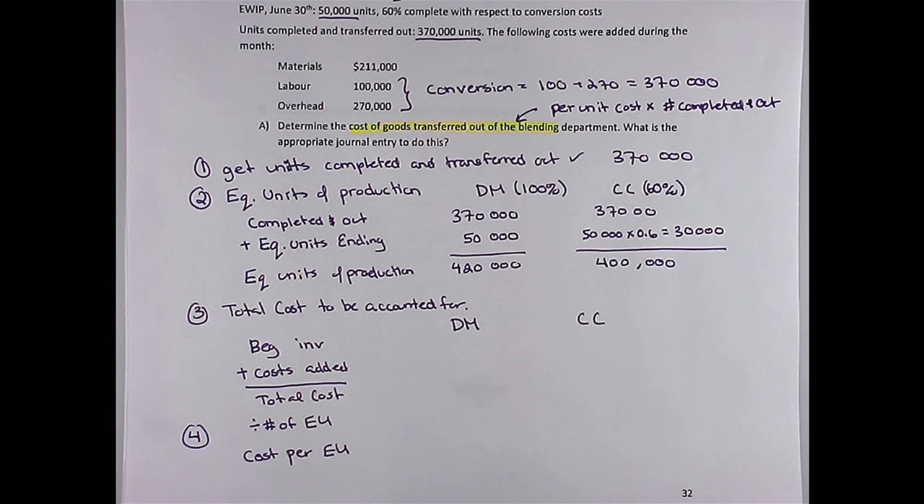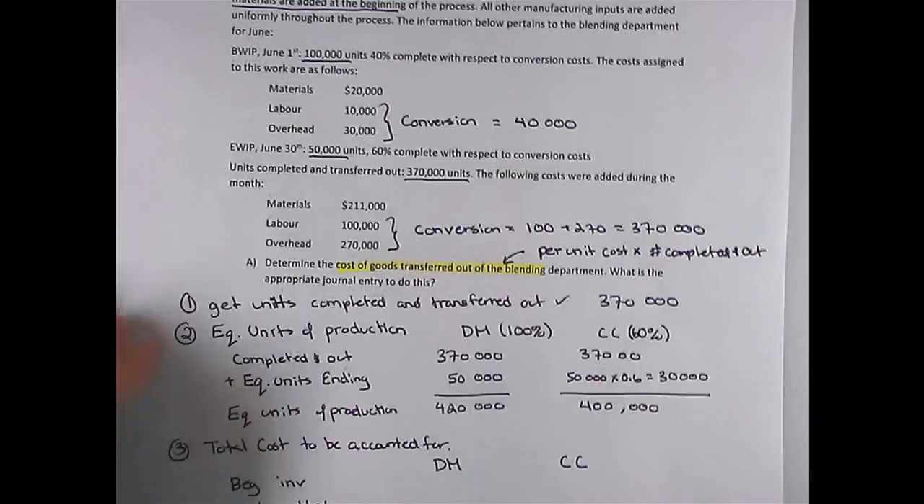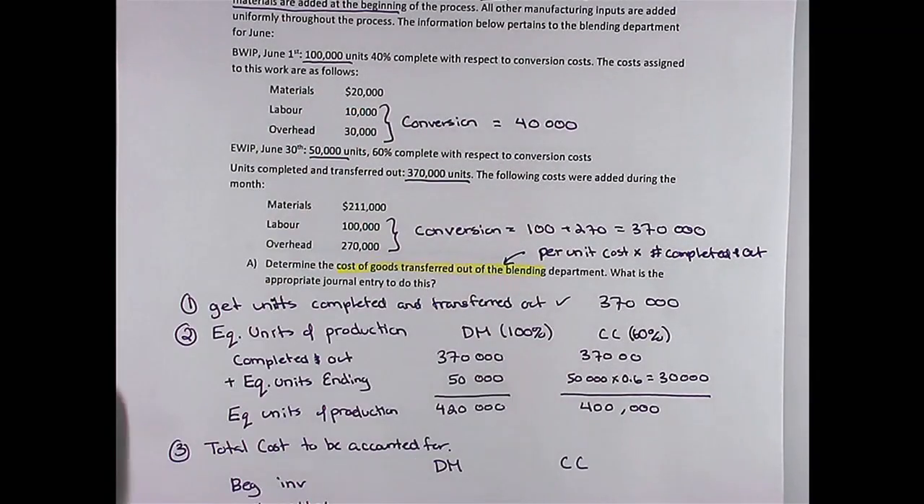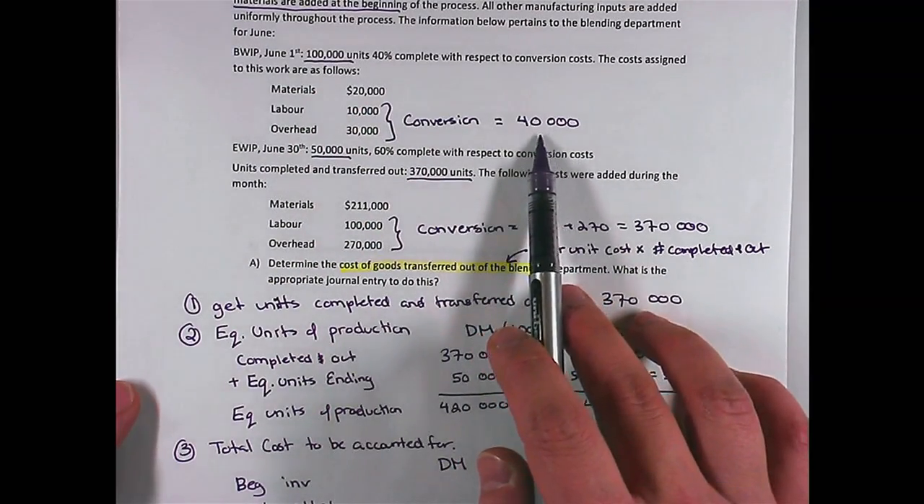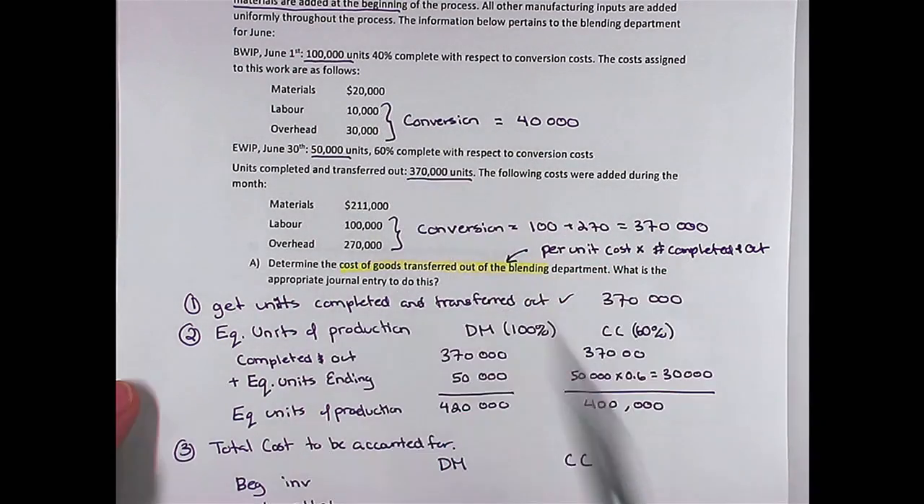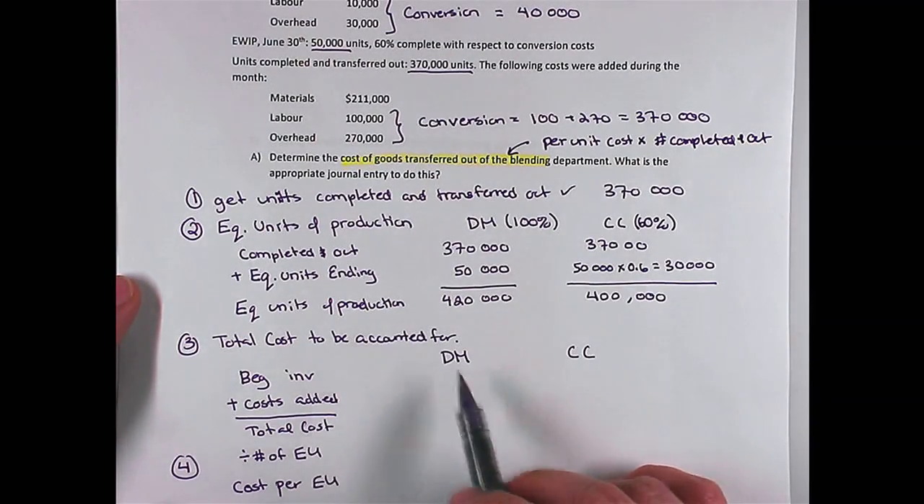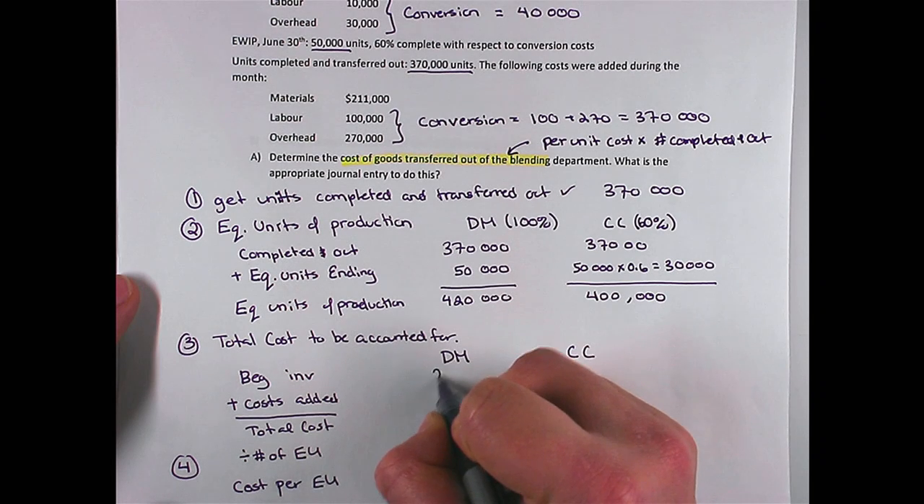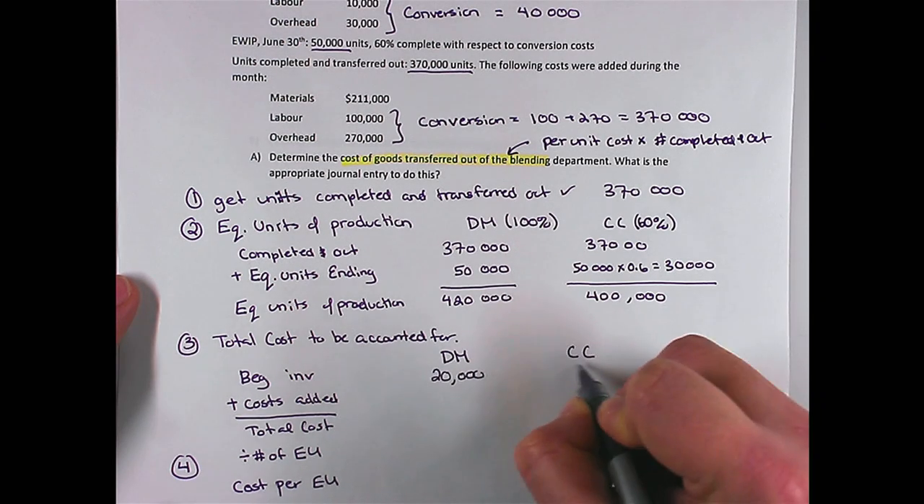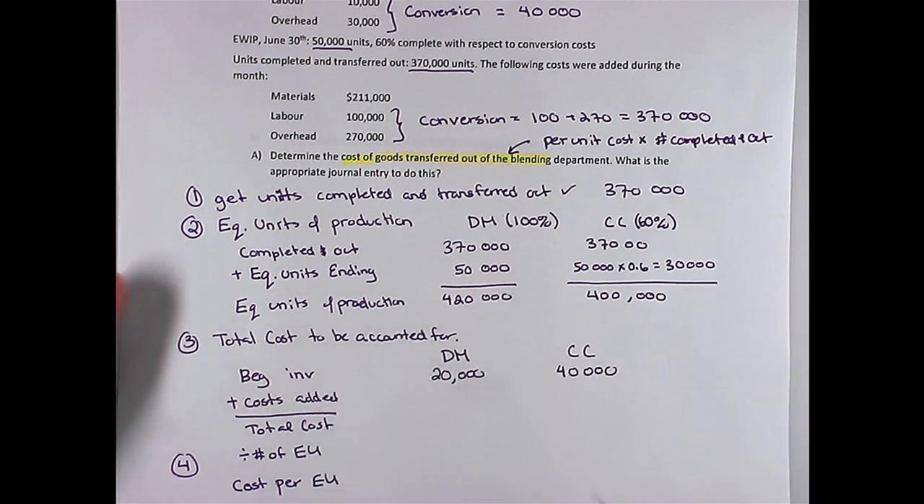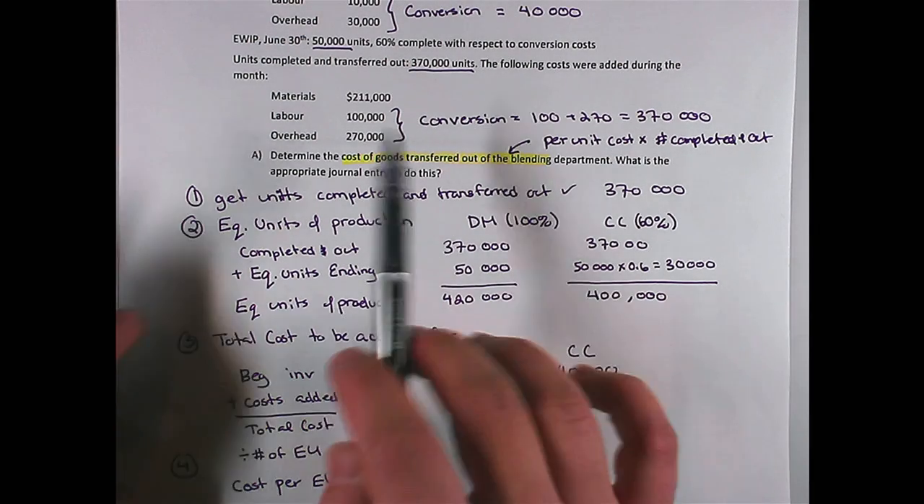What is our beginning inventory for our materials here when we read through this problem? What do you think? 20,000, exactly, right? It gave us that beginning for materials, and what we have to do for that conversion is make sure that we're using the labor plus the overhead. So direct materials for our beginning inventory is going to be 20,000, and for our conversion costs, it is 40,000.